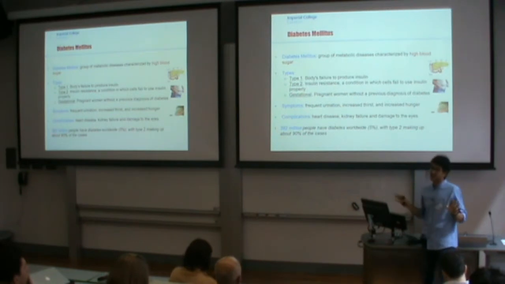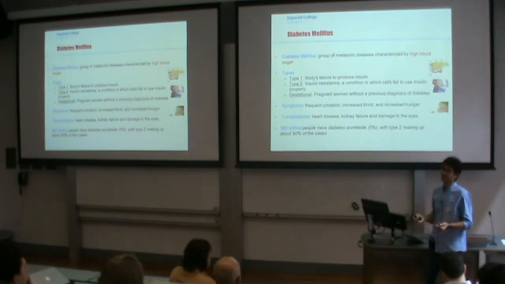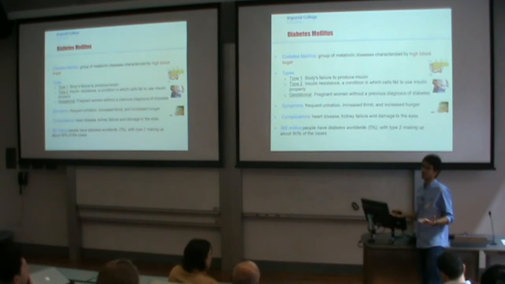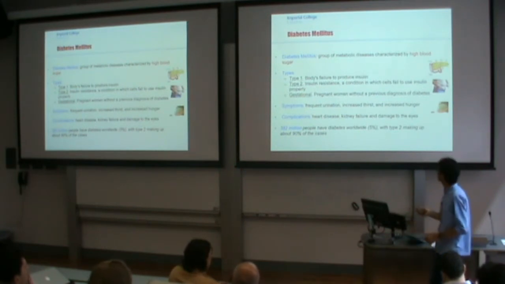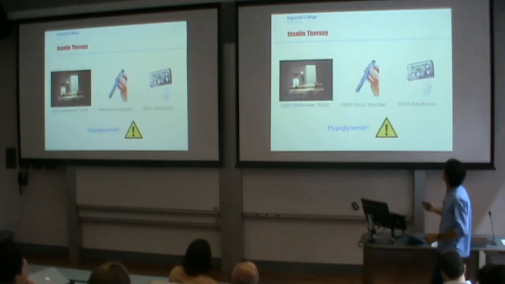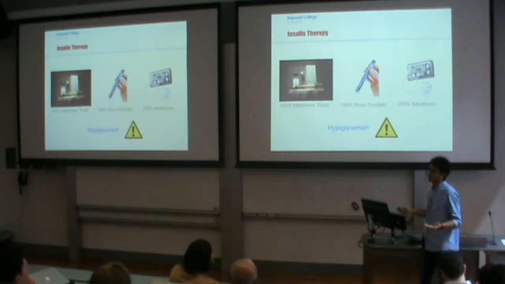Type 1 is a bit of a mystery. They still don't understand exactly why it happens. They are still trying to figure out what happens with them. Okay, then how we treat diabetes.